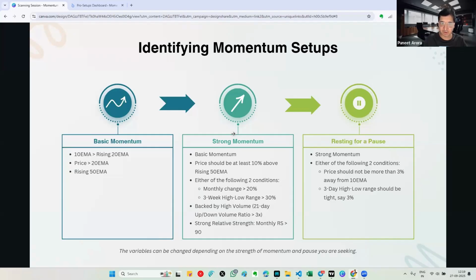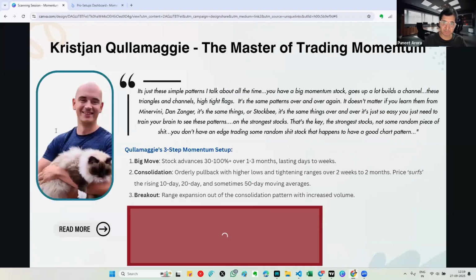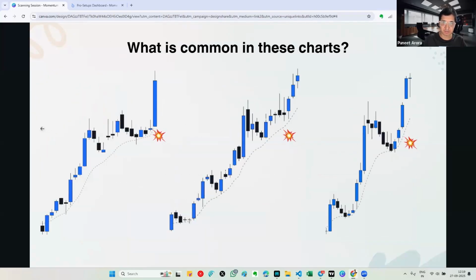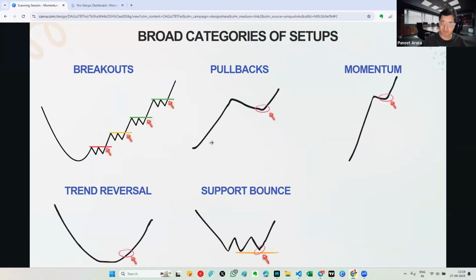True. Yeah. We will come to that when we discuss the pullback strategies. That will be a useful one when we discuss the second one, the pullbacks, when the time of this pause is pretty much larger than in the momentum stocks.